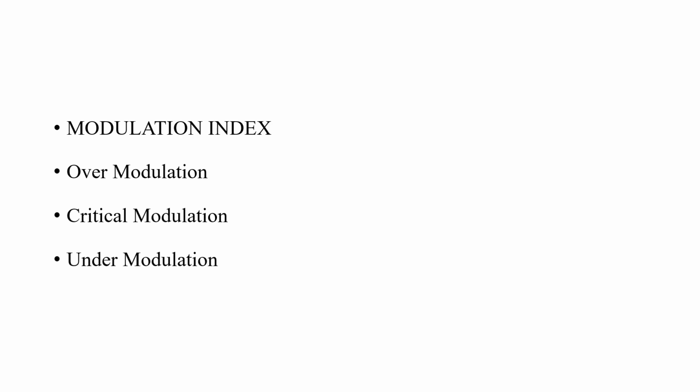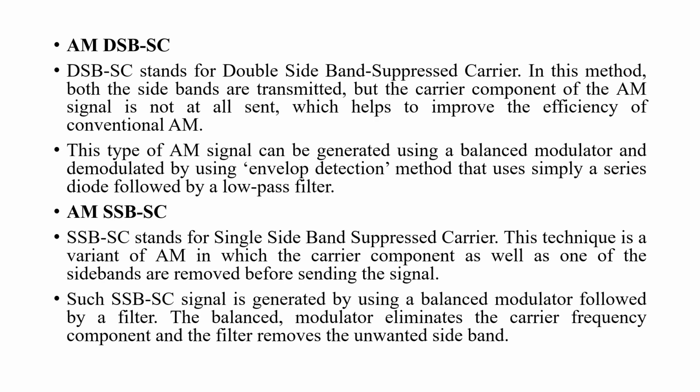In the case of under modulation as well as critical modulation, if Vm is less than or equal to Vc, that is, the amplitude of the message signal is less than or equal to the amplitude of the carrier signal, the signal can be perfectly modulated. And if the modulation index exceeds 1, then the envelopes of the upper and lower signals will overlap. In that case, it is not possible to recover the message signal at the receiving end.